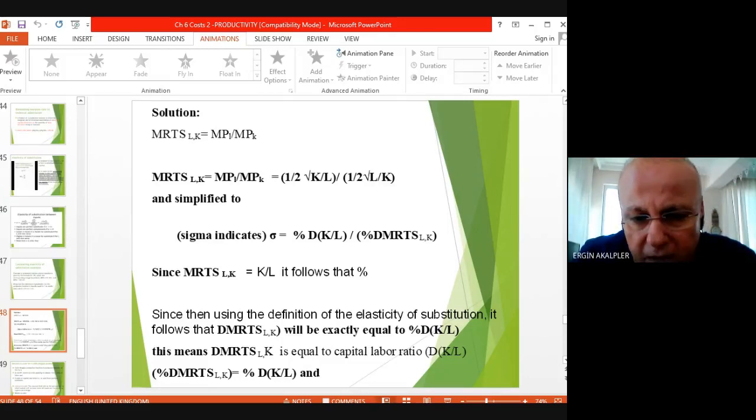Since the marginal rate of technical substitution of labor for capital is equal to K over L, using this definition of the elasticity of substitution, it follows that the percentage change in the marginal rate of technical substitution of labor for capital will be exactly equal to the percentage change in K over L. This means the marginal rate of technical substitution of labor for capital is equal to the capital labor ratio, K over L, and the percentage change in the marginal rate of technical substitution is equal to the percentage change in the capital to labor ratio.